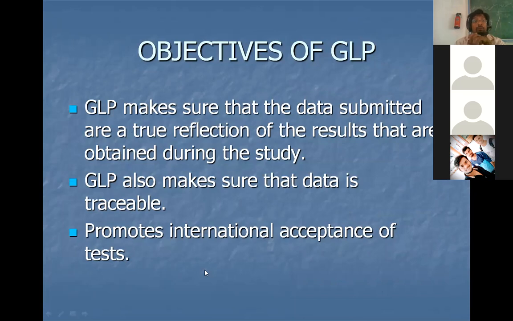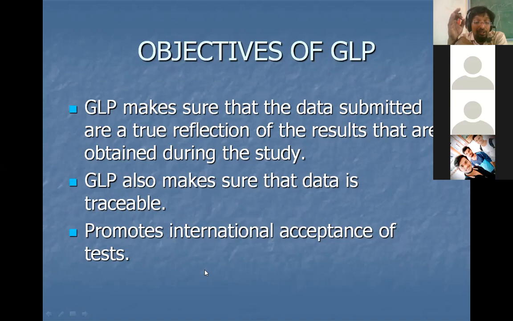So, the objectives of GLP. What are the different objectives of GLP? GLP makes sure that the data submitted are a true reflection of the results obtained during the study. If we follow the rules framed by GLP, we can be sure that the results obtained reflect the true results, right? So whatever results you got in the experiments. GLP also makes sure the data is traceable back, and it also promotes international acceptance of these test results.